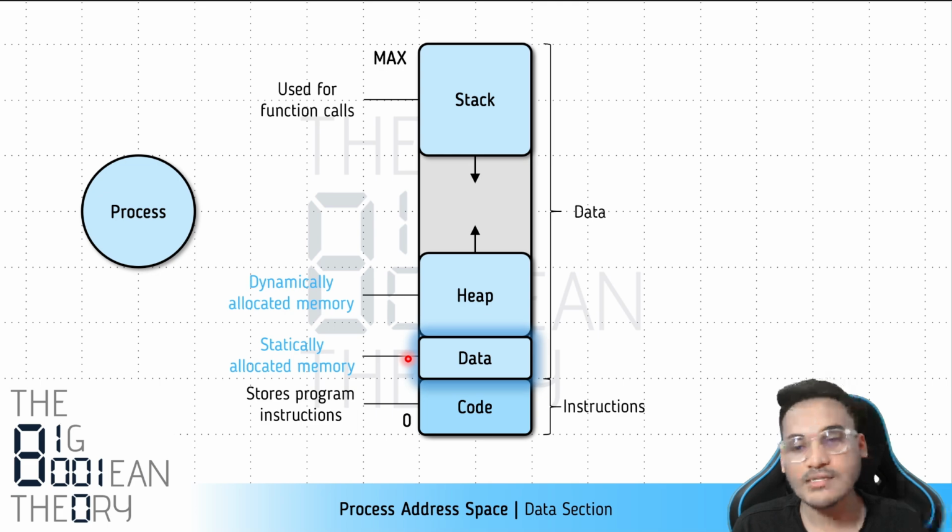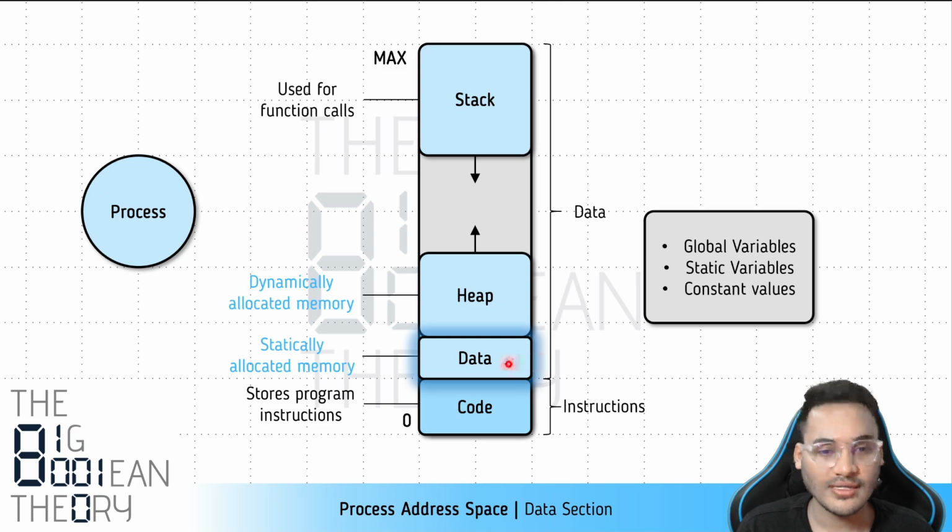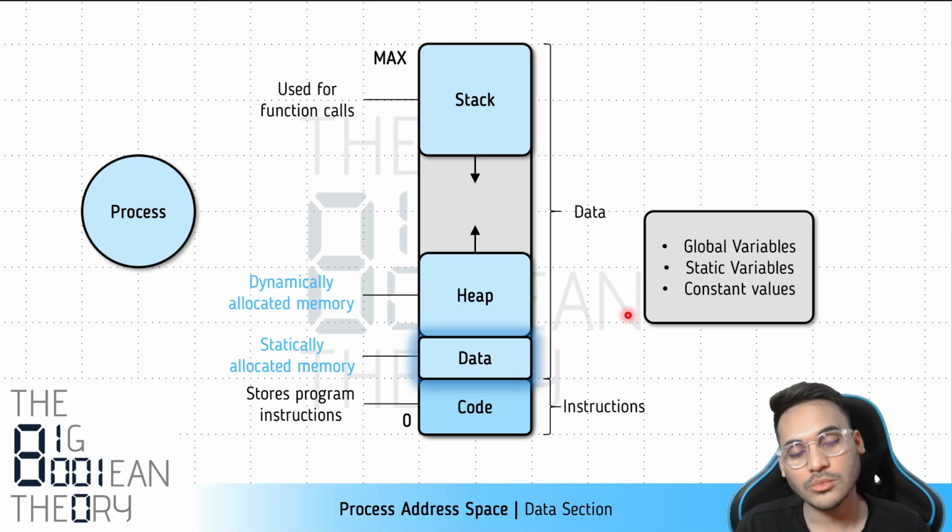Now let us understand what different kinds of objects are stored on the data section. The data section stores a whole bunch of objects. When you write your program, there are some global variables, static variables, and some constant values. The common thing about all of them is that the size of these variables is known before the program runs. That is why these variables are allocated in a static way, and that allocation happens on the data section. So let me quickly go over what global variables, static variables, and constant values are.